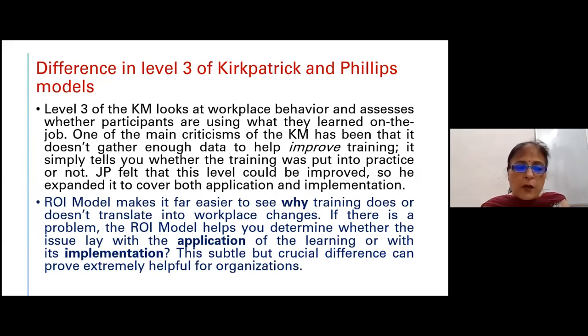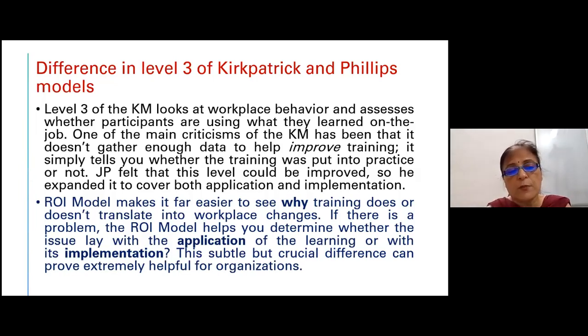Actually, the Phillips model or the ROI model makes it far easier to see why training does or doesn't translate into workplace changes. So it tells the management, the organization, and the participants whether the improvement was because of the training or something else, or if the transfer of learning is not happening, can it be attributed to the training or something else?